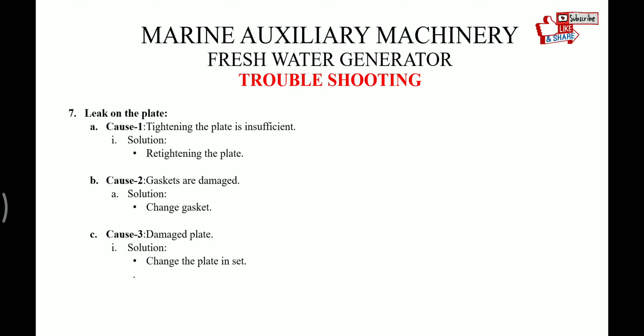Seventh problem what we see in freshwater generator is leak on the plate. In that case, tighten the plate. The cause may be tightening of the plate is insufficient, so we need to retighten the plate directly. Second cause is gasket may be damaged, so in that case we need to change the gasket. Third cause is plate may be damaged. In that case we need to change the plates, and the plates in the plate type heat exchanger need to be changed in sets.